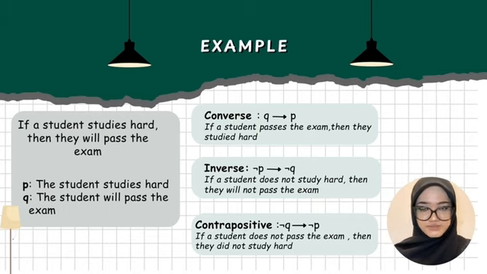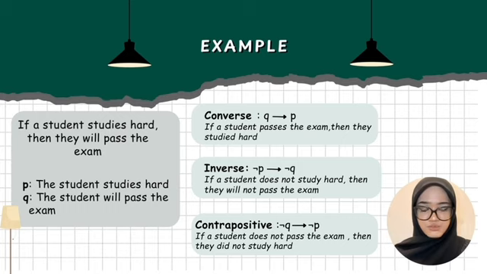Next, inverse. Just use the original one, but you have to put a negation on the hypothesis sentence and on the conclusion sentence. In variables, the answer is if not P implies not Q. In sentence, if a student doesn't study, they won't pass. Lastly, contrapositive. For contrapositive, the hypothesis will become the conclusion and the conclusion will become the hypothesis, and put a negation on both. In variables, the answer is if not Q implies not P. In sentence, if a student didn't pass, they didn't study.